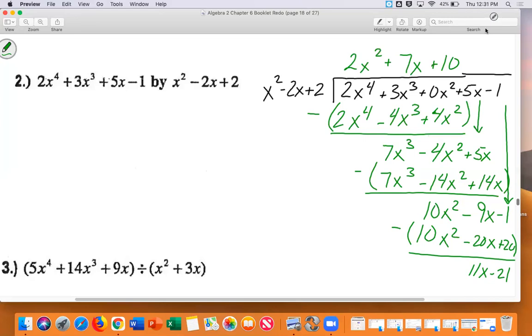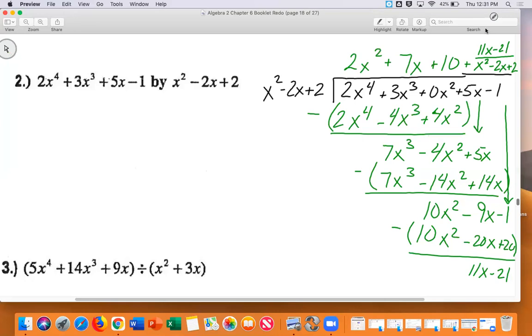When you write the remainder, could you just still write that all? Yeah. So this is my remainder. So it's going to be plus 11x minus 21. That's my numerator. And then in the denominator, it's x squared minus 2x plus 2.